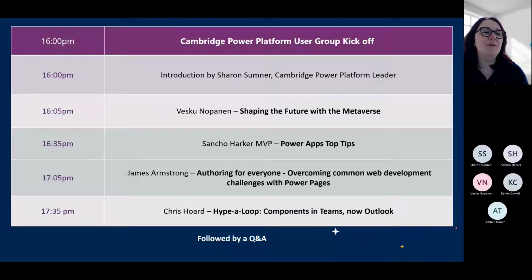And then last but not least, regular guest Chris Hord is going to be here to talk to us about Loop. Again, a brand new feature that we really wanted to cover with the user group, to find out how you're using it, what you think of it, or how you might use it in the future. He's going to be looking specifically at the components in Teams and Outlook. So really looking forward to this.